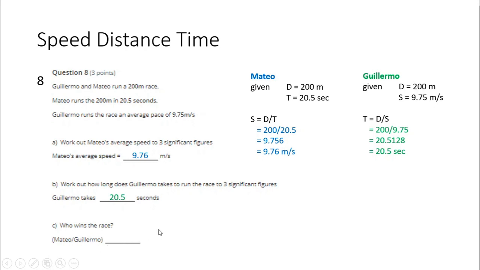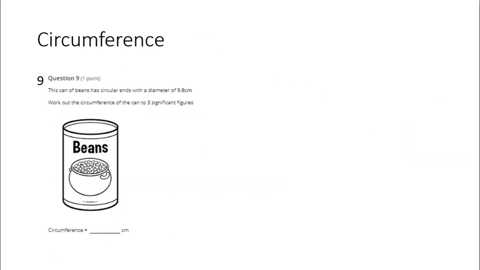Now let's not get this confused. To win the race, you want to take less time, but looking at the times, it looks like they took the same amount of time. Remember that Guillermo's time was rounded though. Guillermo took a tiny bit more, right? Or you want a higher speed. Mateo's speed, 9.76, is higher than Guillermo's speed, 9.75. He travels more meters per second. So who wins the race? Mateo wins the race with the higher speed and the lower time.